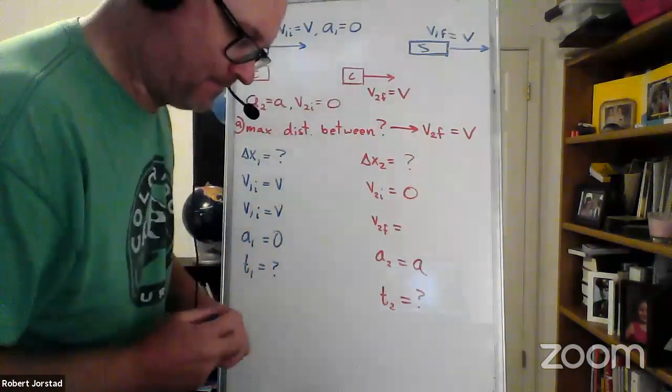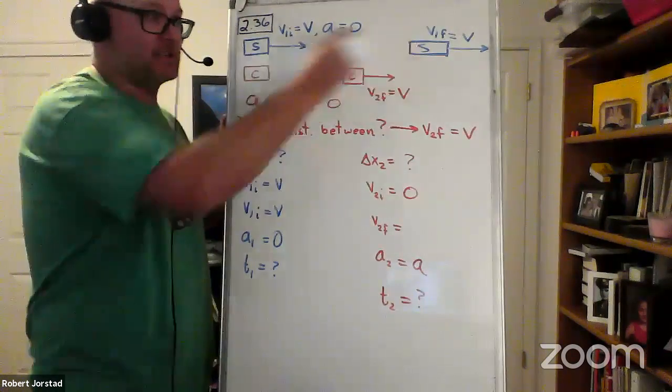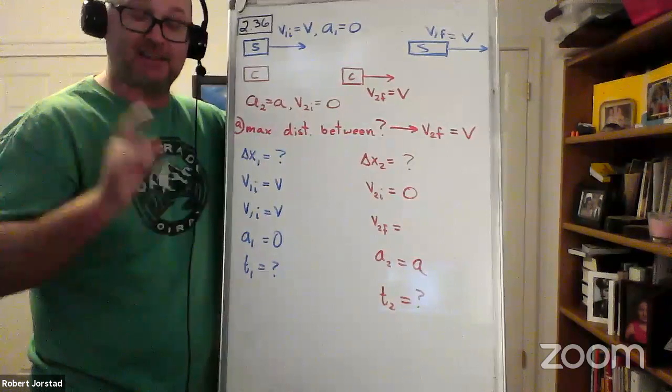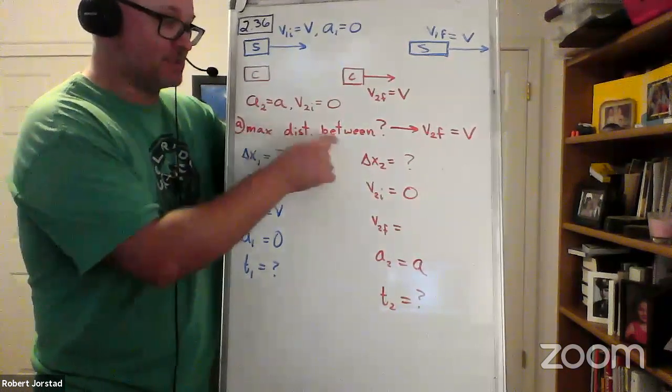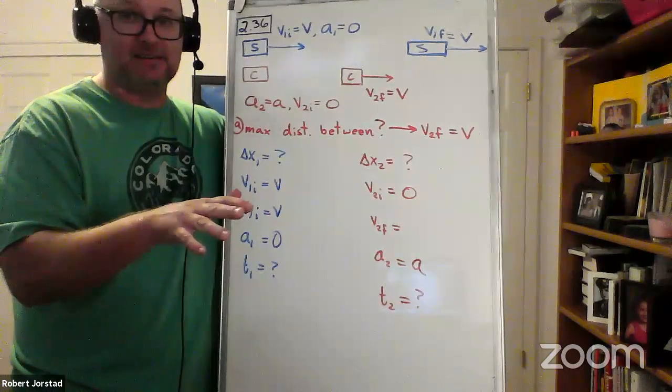Esteban, you good? I still don't understand how the final velocity is equal to V. Be careful. We're not worried about them catching the person. The problem statement said, what is the maximum distance between? The final velocity when you catch them is very different. Okay. Now it makes sense. Okay. Yeah. All right.